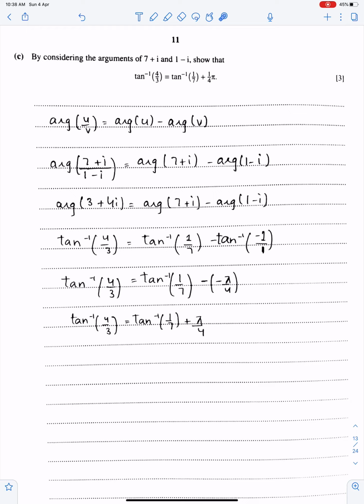So this is so simple. You need to use this formula of argument of u upon v, because we have 4 upon 3 here, so we use u upon v. This will become argument u minus argument v. So 7 plus i and 1 minus i, this and this. This is u and this is v. So substitute u here and v here. Now the simplified form of this is 3 plus 4i. We have this here.